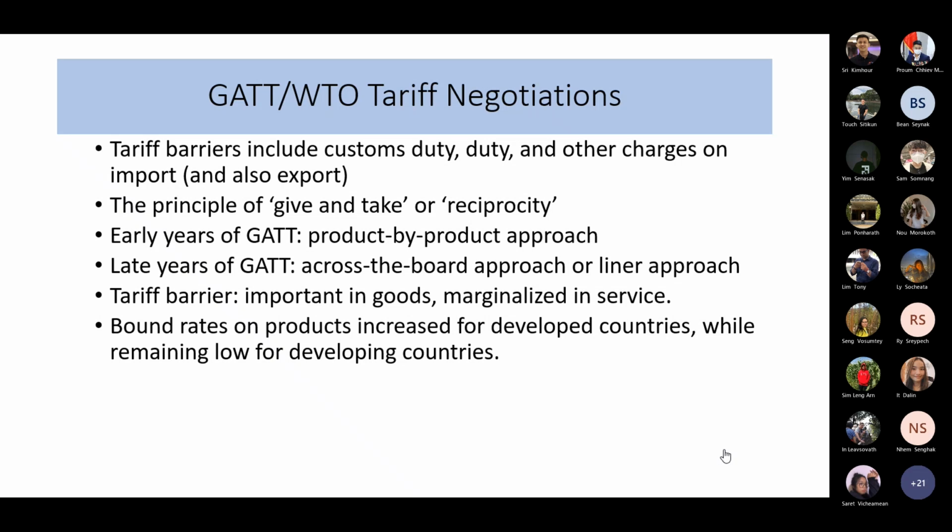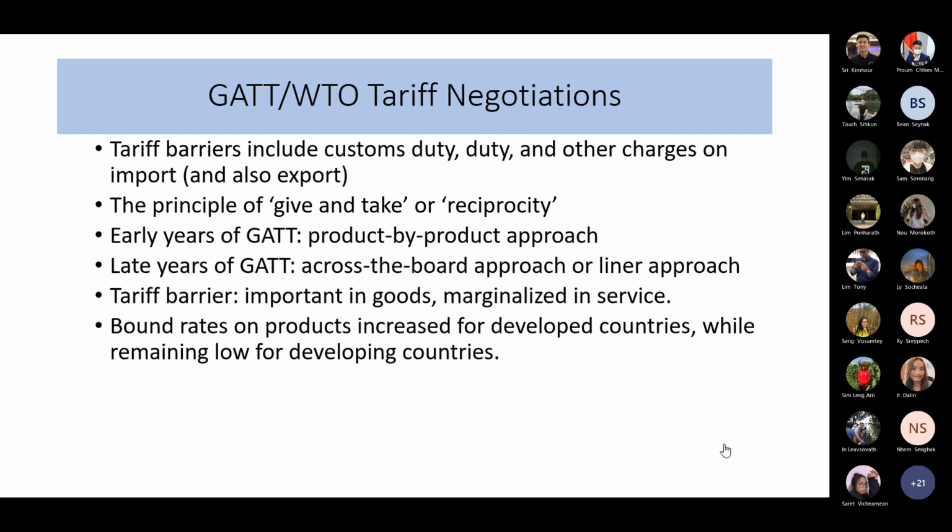But for the developed countries like the US, Canada, and so on, they do not set high bound rates for products from the poor countries, but they apply what we call non-tariff measures.